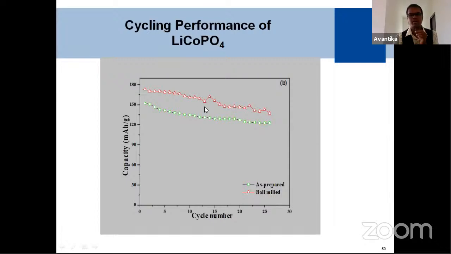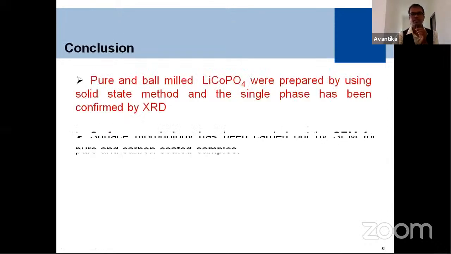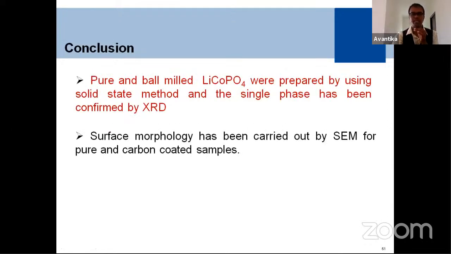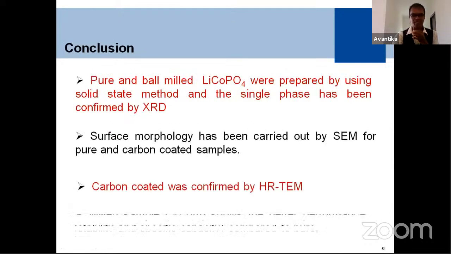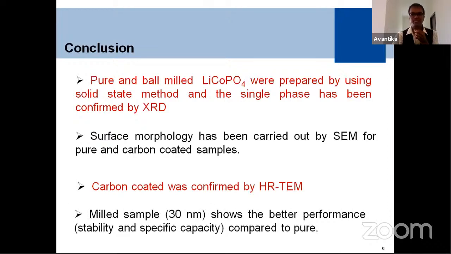For the milled sample with lower grain size, you can see the specific capacity is better, and the stability is also better. So this is the conclusion for lithium cobalt phosphate. I already explained, right? Finally, the lower grain size shows better performance of the battery material.